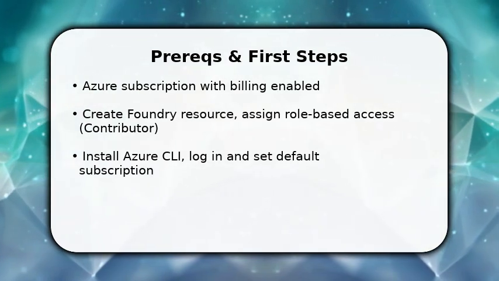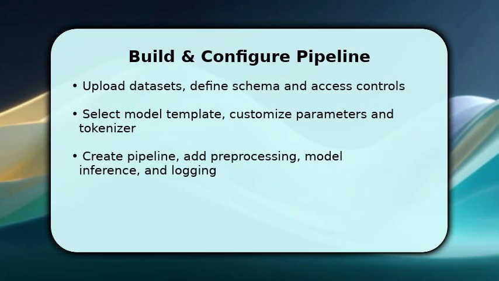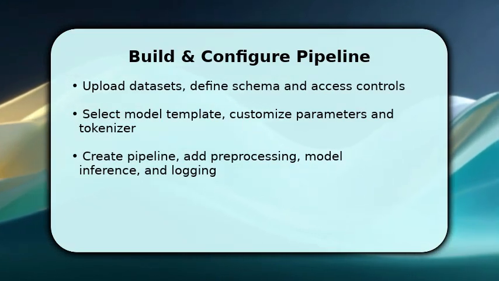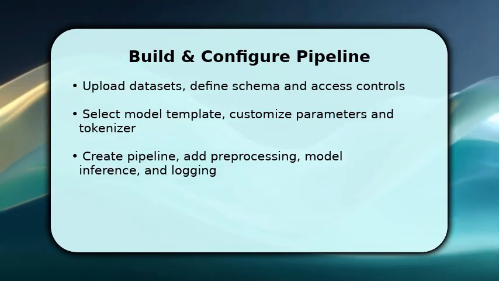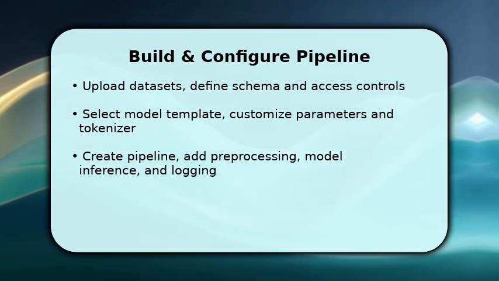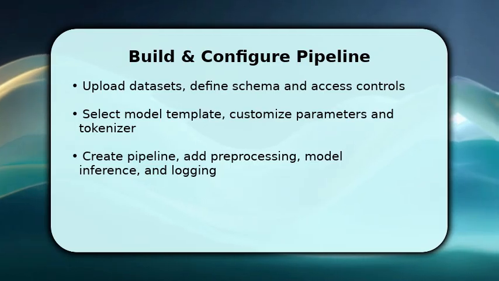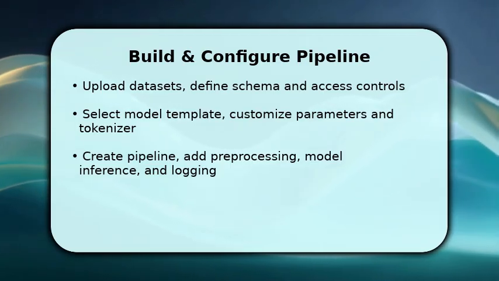You now build the core pipeline. Ingest your clean dataset into Foundry storage and define a schema so preprocessing knows column types. Next, pick a model template or bring your own. Customize hyperparameters and tokenizer settings to match data characteristics.